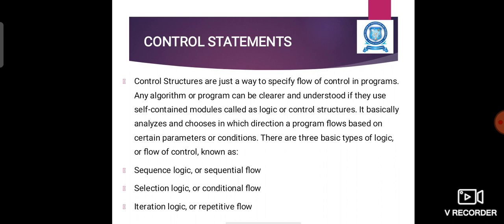Any algorithm or program can be clearer and easier to understand if it uses self-contained modules called logic or control structures. It basically analyzes and chooses in which direction a program flows based on certain parameters or conditions. There are three basic types of control structures or flow of control: sequential flow, conditional flow, and repetitive flow.